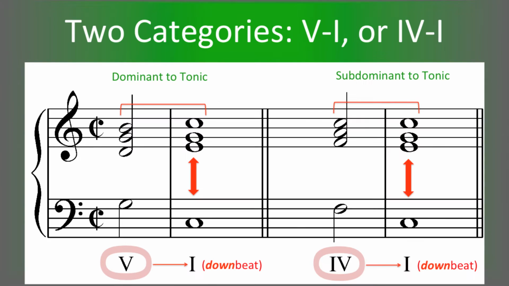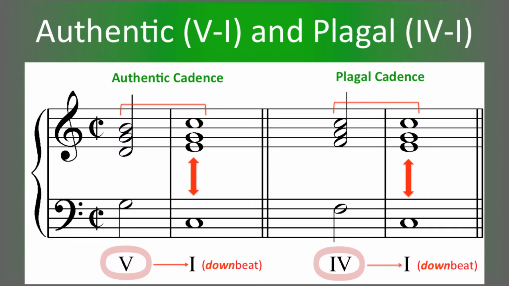Perfect. The perfect cadence always ends with the tonic or one chord falling on the downbeat, but it is the chord right before the end, the penultimate chord, which determines the category of cadence. Listen to the two possibilities. So when the cadential formula falls from 5 to 1, we call it an authentic cadence. And when the closing proceeds from 4 to 1, a plagal cadence.